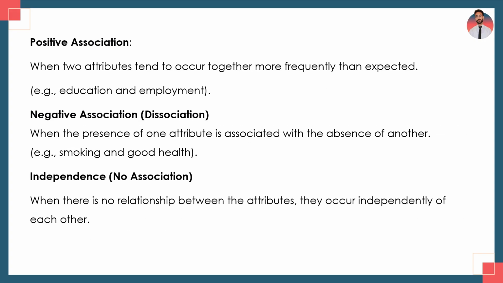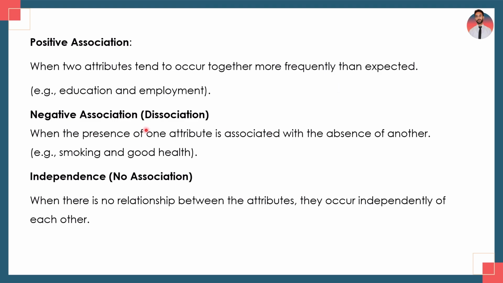In association of attributes, I will discuss the positive, negative or independent association between attributes. Positive association is when two attributes tend to occur together more frequently than expected. For example, education and employment: the observed frequency of both attributes is greater than expected, so it means that both attributes are positively associated.